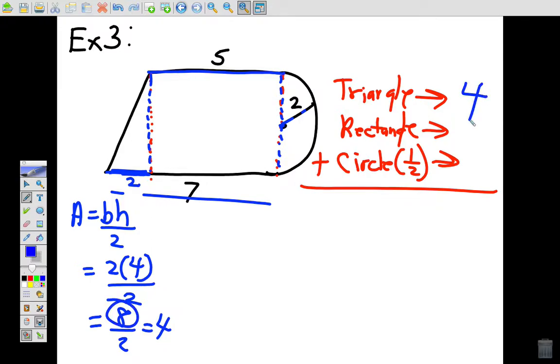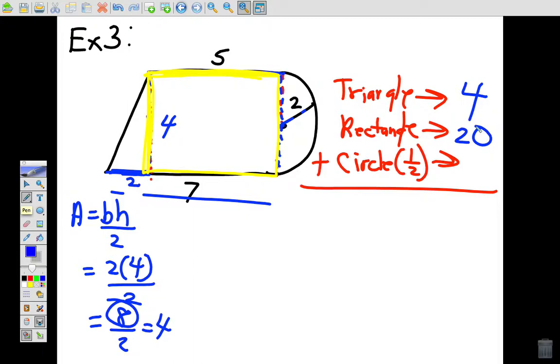All right, let's do the rectangle now. Now the rectangle, and I'm going to highlight this in a little different color. So we're finding the area of a rectangle, length times width. So it's 5 by what again? What did we say that was? 4. The height of that triangle was 4, so the rectangle is that height too. So 5 times 4 is 20. So the area of the rectangle is 20.